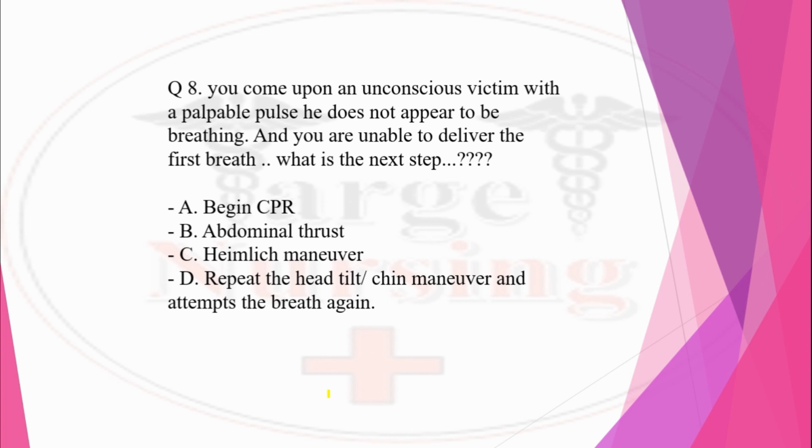You come upon an unconscious victim with a palpable pulse. He does not appear to be breathing, and you are unable to deliver the first breath. What is the next step? The first option is begin CPR. B is abdominal thrust, C is Heimlich maneuver, and D is repeat the head tilt and chin lift maneuver and attempt the breath again.